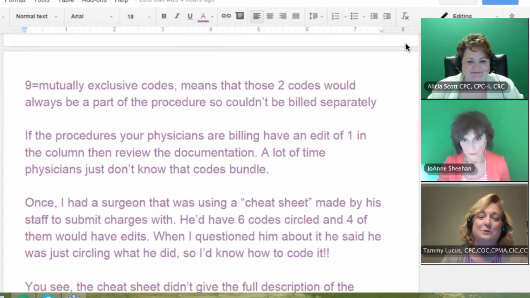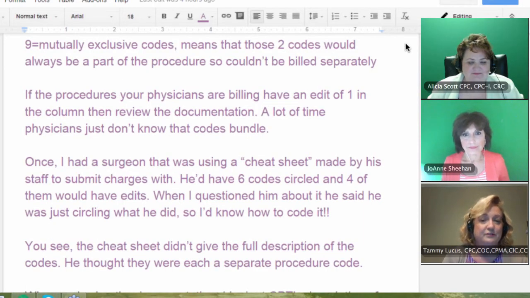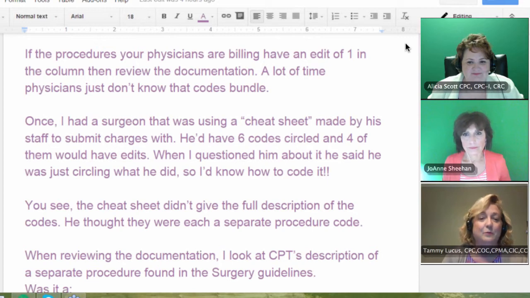9 means that it's mutually exclusive. That means those 2 codes would always be a part of the procedure, so it can't be billed. It just goes hand in hand. And once again, there's nothing you can do about that. No modifier is going to help you out. If the procedures your physicians are billing have an edit of 1 in the column, then review the documentation.